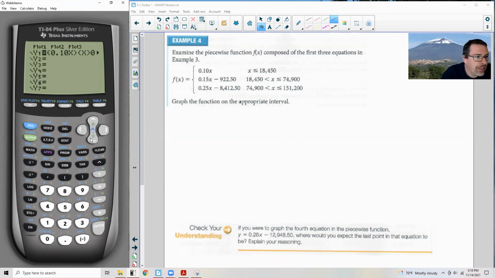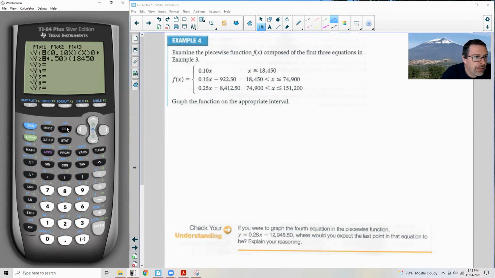So let's go back to y equals and go down to the next equation. And what we do is we put this in parentheses. So again, parentheses, 0.15x minus 922.50. Close the parentheses, and then you give it the parameters. Actually, I want it greater than. So let me delete those.